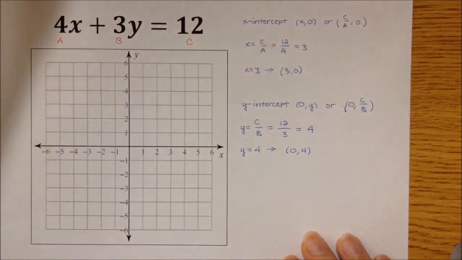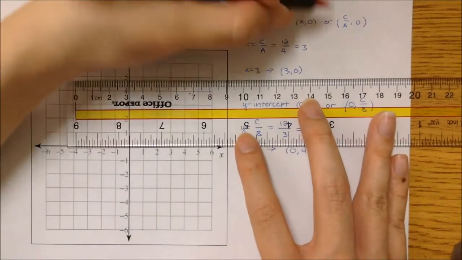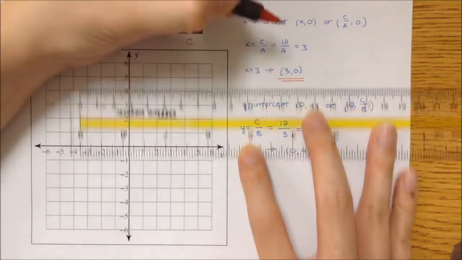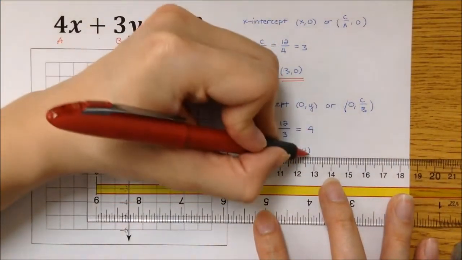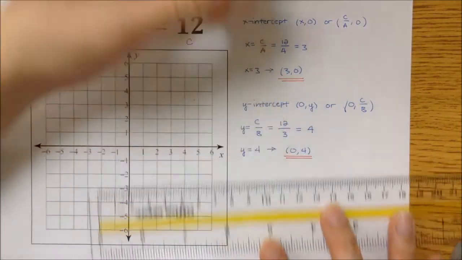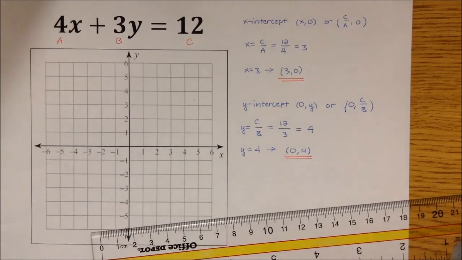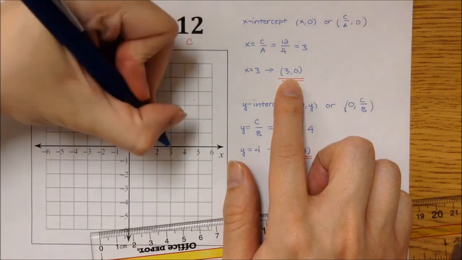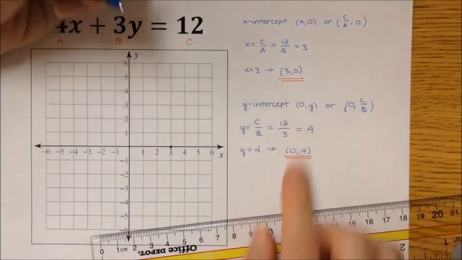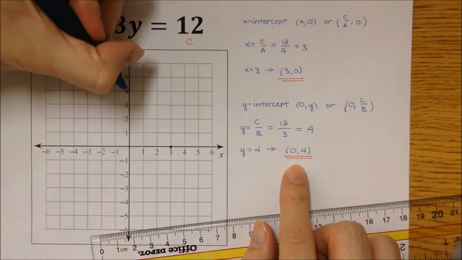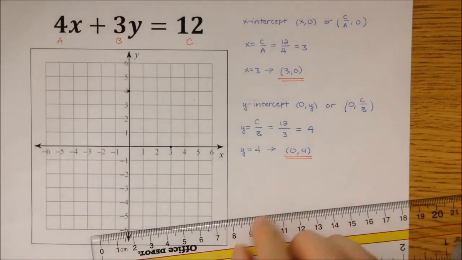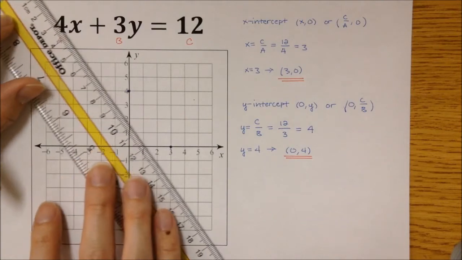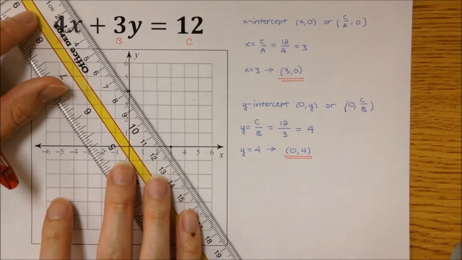So, here are our two intercepts: the x-intercept, 3, 0, and our y-intercept, 0, 4. Alright, so I'm going to mark these 2 points on the graph. Our x-intercept is 3, 0, which is right here. And then 0, 4, which is right here. So, marking these 2 points, I'm going to graph the line by connecting these two intercepts together.